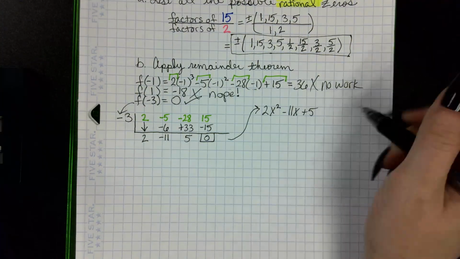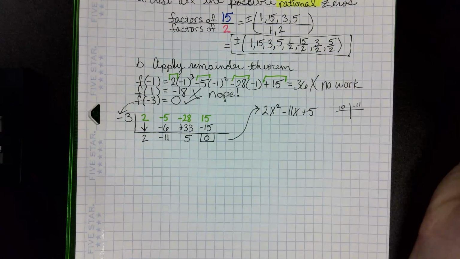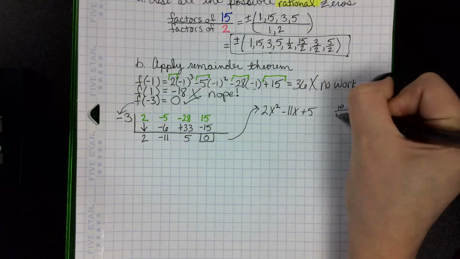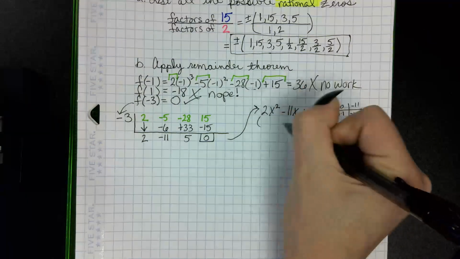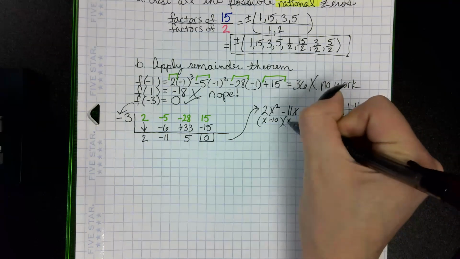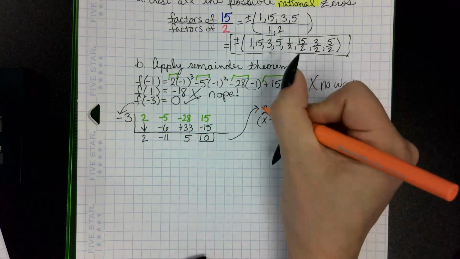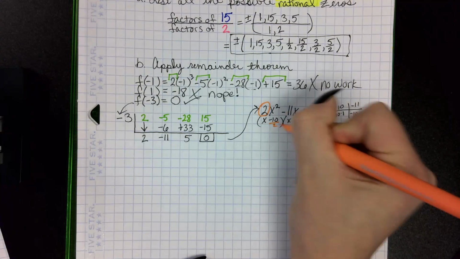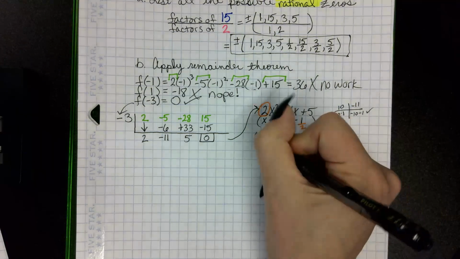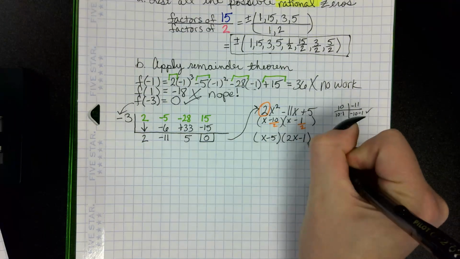So 2 times 5 gives me 10. I want to multiply to positive 10, and I want to add to equal negative 11. Well, negative 10 times negative 1 is 10, and negative 10 minus 1 gives me negative 11. So I do my parentheses. I have x minus 10, x minus 1, and my a value is 2, so I have to divide by 2. So then x minus 5 and 2x minus 1. That's my factors.